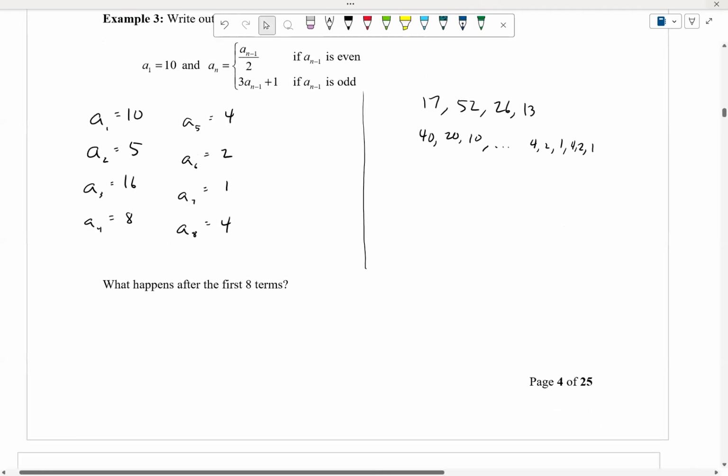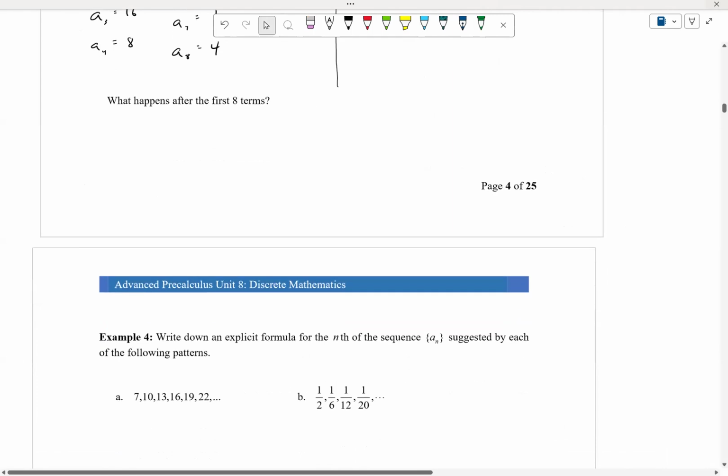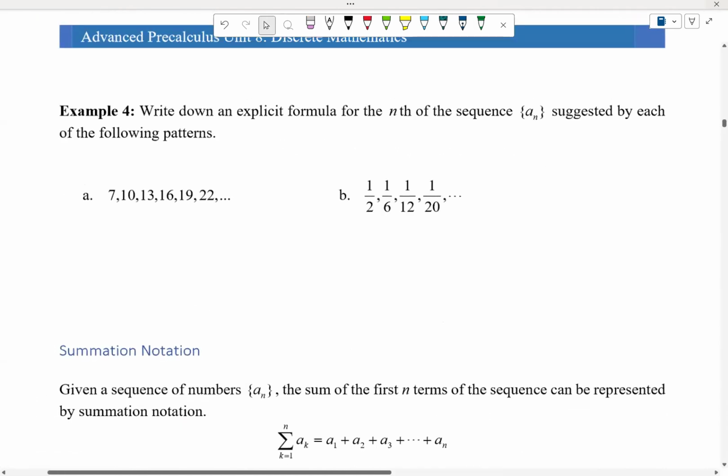So what happens after the first 8 terms, as you already know, eventually there's going to be that repeating pattern. The loop. It's loopy. Hey, let's go the other direction. Instead of going from the equation to the numbers, let's go from the numbers to the equation.